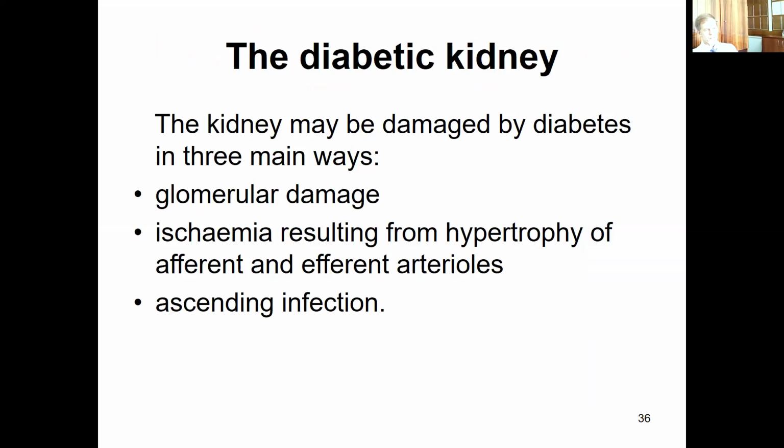Diabetic kidneys. Remember what I told you about vessels in eyes. Absolutely the same may happen with vessels in kidneys. Where do we have vessels in kidneys? In the glomerulus. That's why we have glomerular damage. Ischemia resulting from hypertrophy of efferent arterioles.